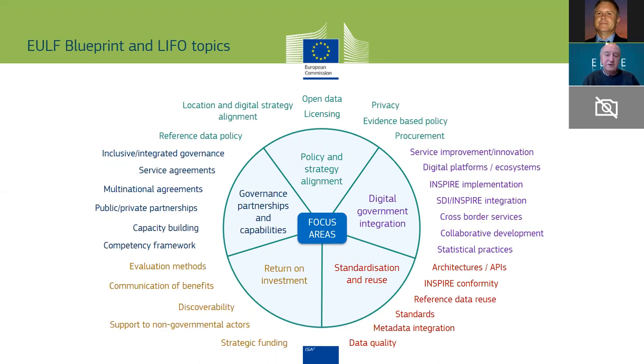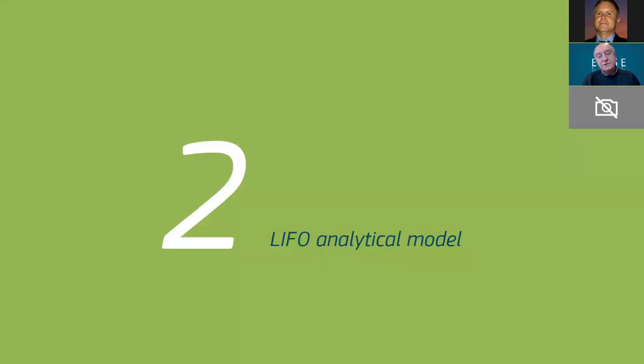And finally, on governance partnerships and capabilities, you will see there that the blueprint parallels the different levels in the EIF. So legal interoperability, organizational interoperability, semantic and technical interoperability. But it also goes in more depth into some additional areas, such as on benefits and skills. So move on to the next slide, please. So that introduces the blueprint.